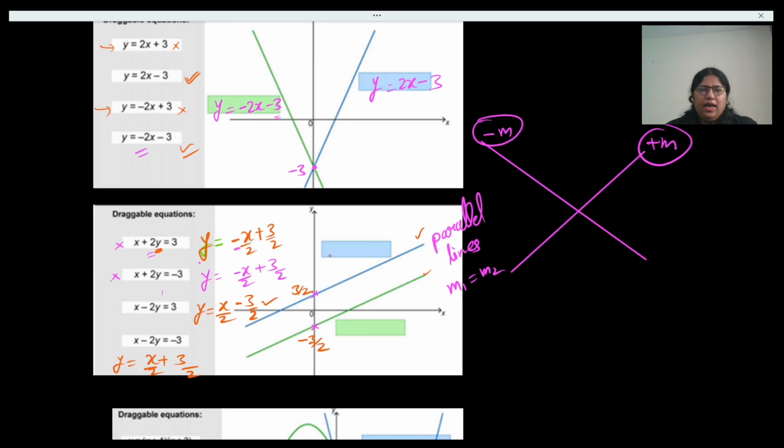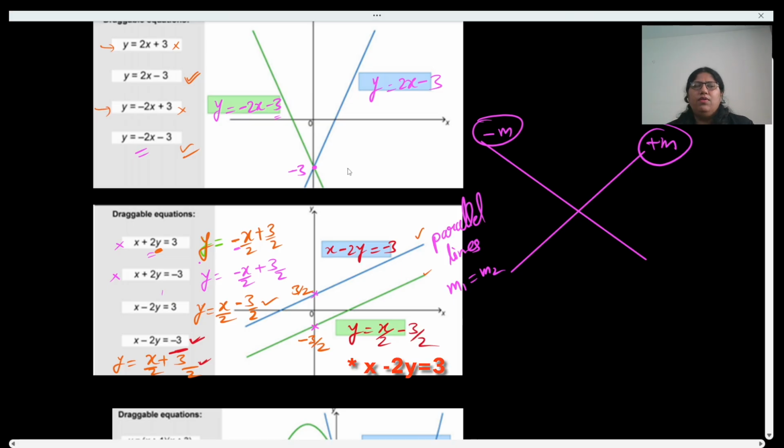So you will take the blue color line. What are you going to drag here? This is going to be this one, right? Because you need to drag the same form as the given equation: it is a positive gradient and positive y-intercept. Here, the same positive gradient, which is half, and a negative y-intercept. So this is the way you will find out.